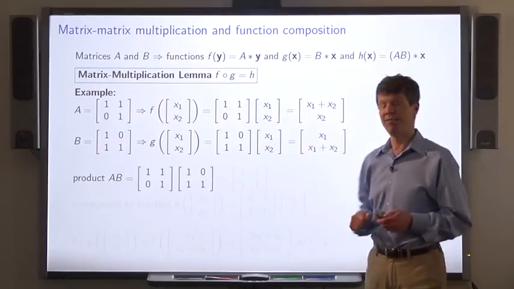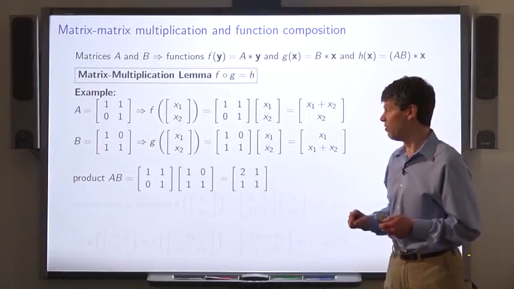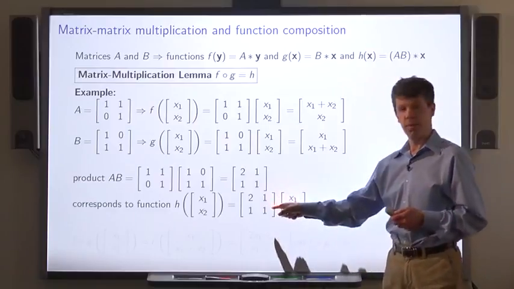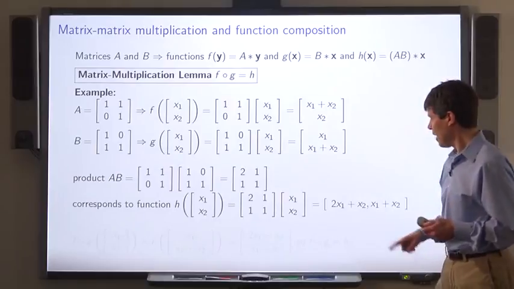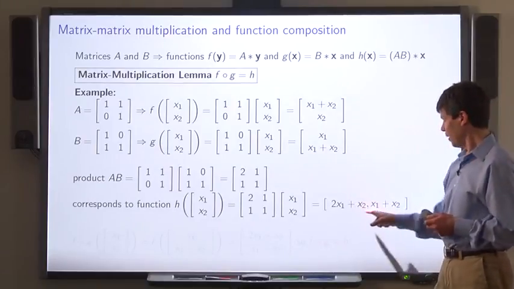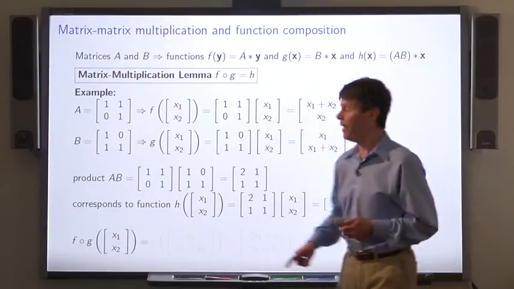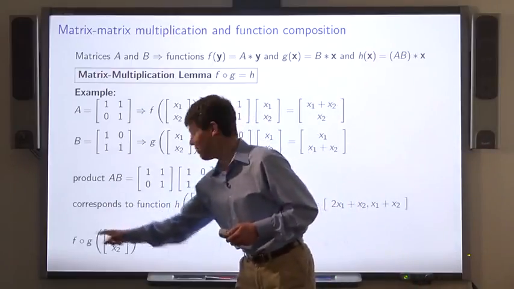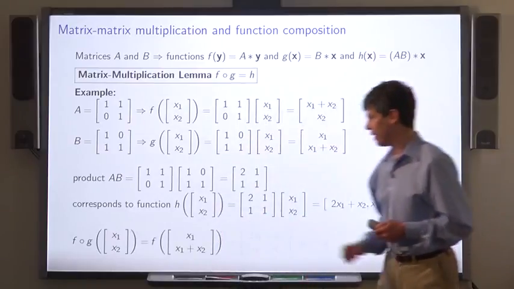Now let's take the product of these two matrices. Here's the product. This corresponds to a function as well. It multiplies this vector by this matrix. And the result is here. Now, if we take the composition of the two functions, f and g, and apply that to a vector, it looks like this.